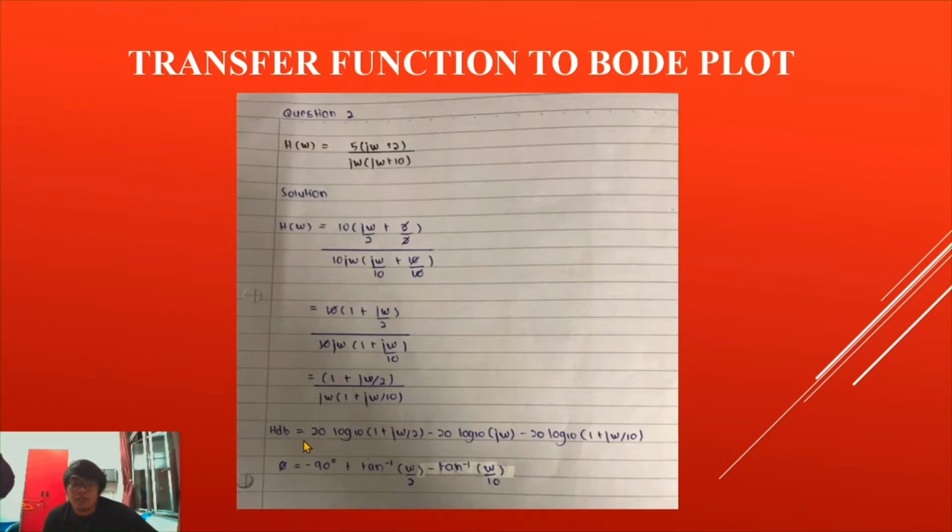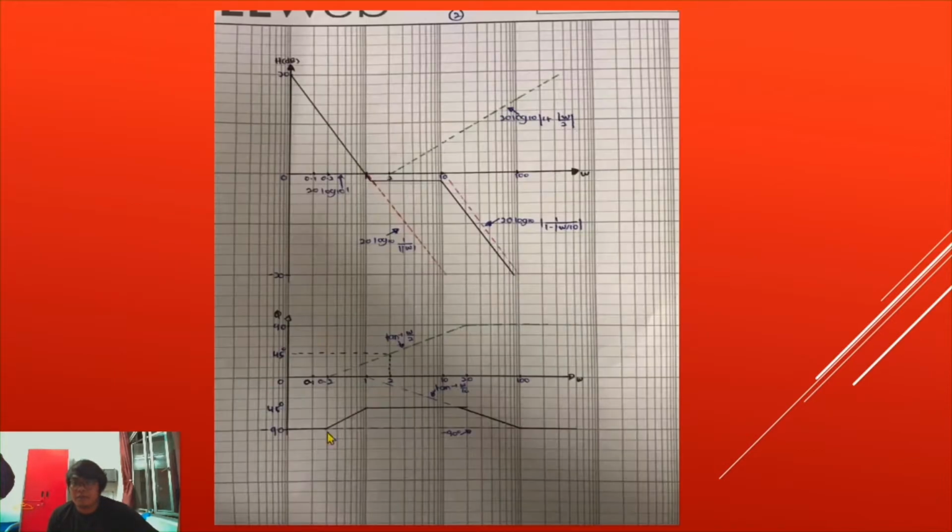So for the H in dB, we get the answer 20 log 10 (1 + j omega over 2) minus, because there is a divide, 20 log j omega, minus 20 log (1 + j omega over 10). Next, I will explain how to get a Bode plot from the transfer function.